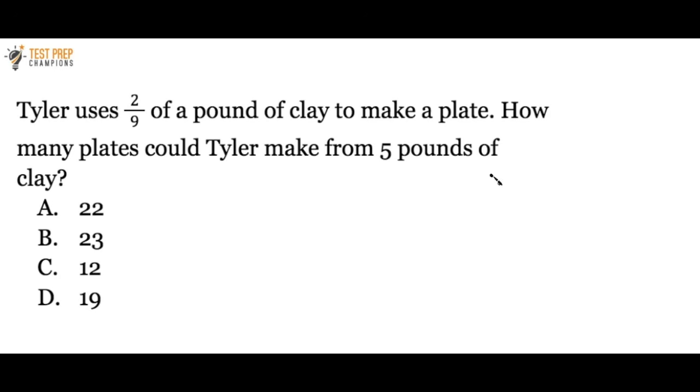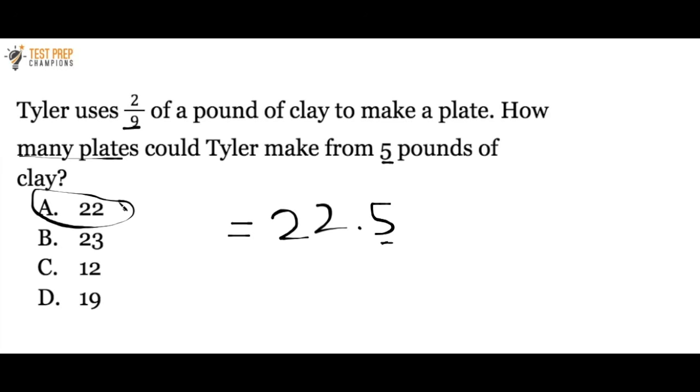Okay, so let me explain this here. The first step would be to take 5, and you're just going to divide 2 over 9. So in your calculator, you can just simply do 5 divided by 2 over 9, and you're going to get 22.5. Okay, so we know that Tyler could make 22.5 plates. But in this case, it's asking how many plates could he make. So he's going to have 22, and he's going to have half a plate. But we're going to have to say 22 here because he's going to make 22 full plates.